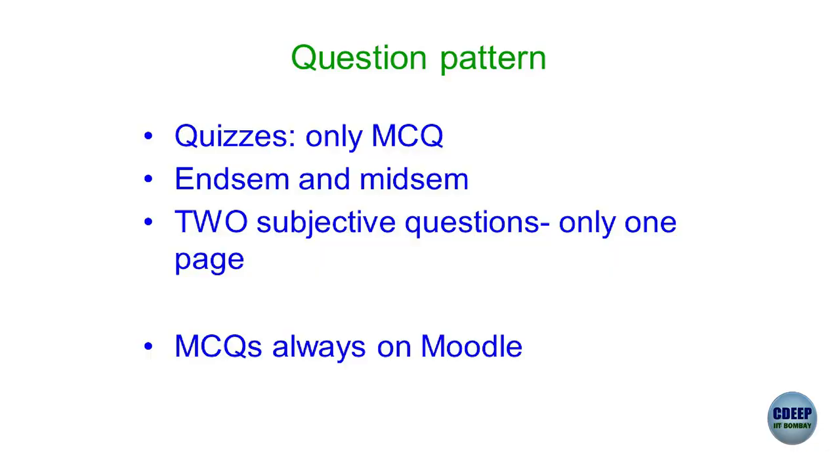Quizzes and end-sems have a specific pattern. In mid-sem and end-sem, you will have 8 multiple choice type questions and 2 subjective questions. The answers to those 2 subjective questions have to be written on a single page. One side for one question, the other side for the other question. You will not be given any extra sheet of paper. Quizzes will always have only MCQs, no subjective questions.